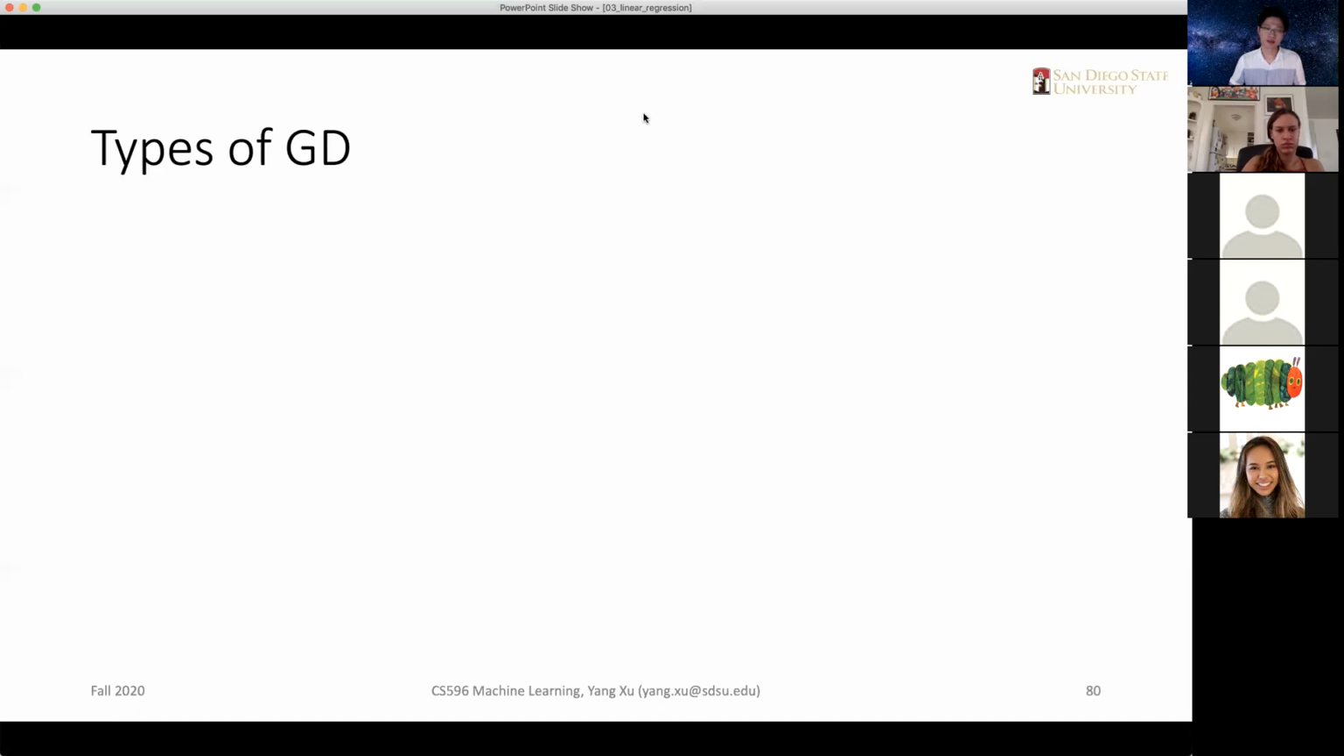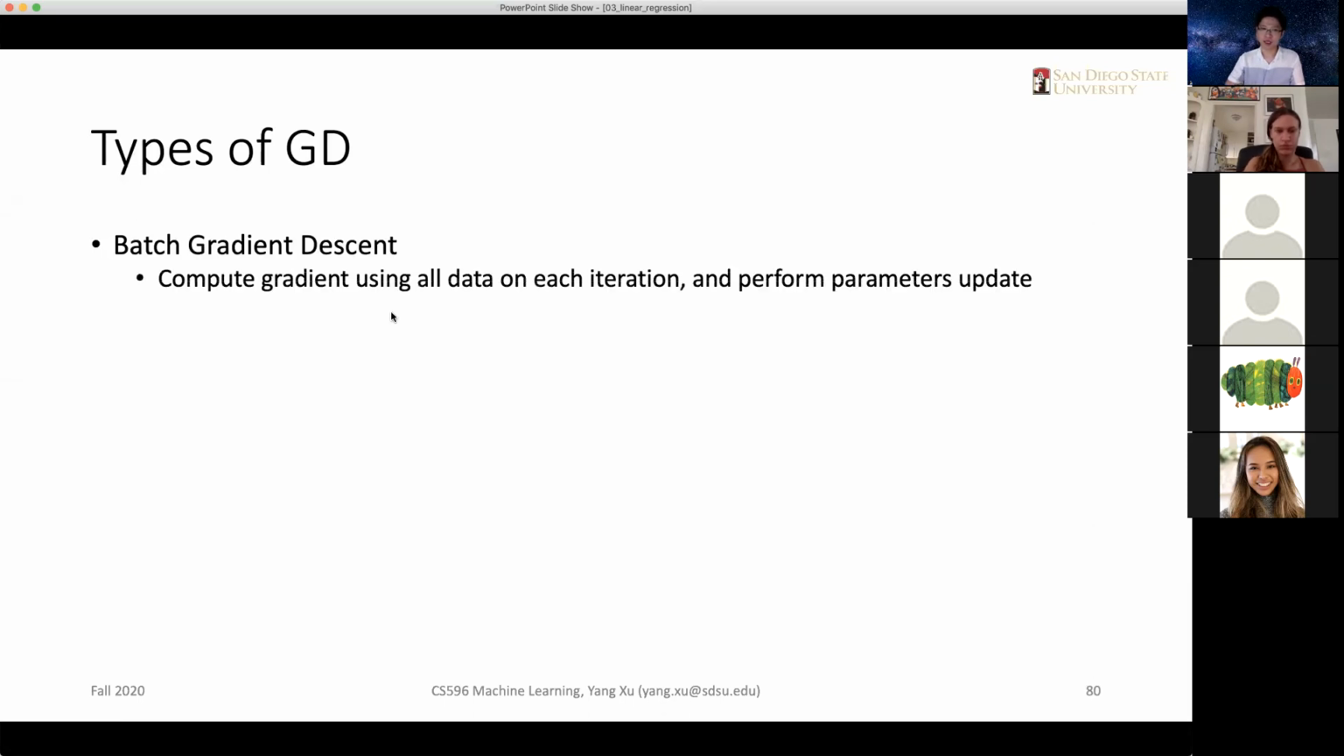Now let's look at gradient descent. I just mentioned the term batch gradient descent in a previous slide. It is a way to compute gradient descent using all data in one iteration.